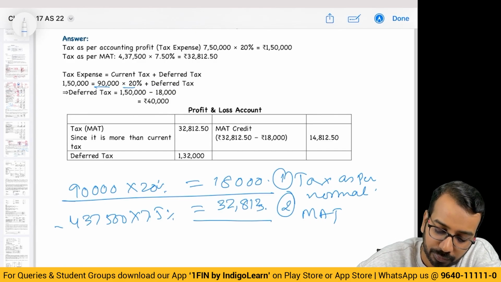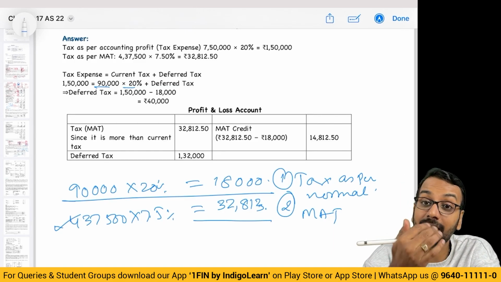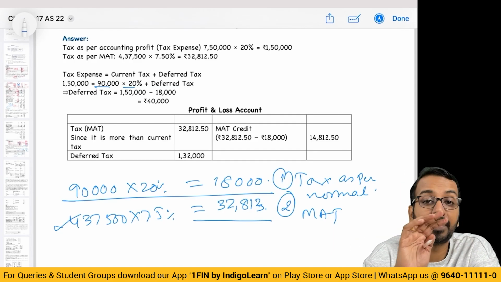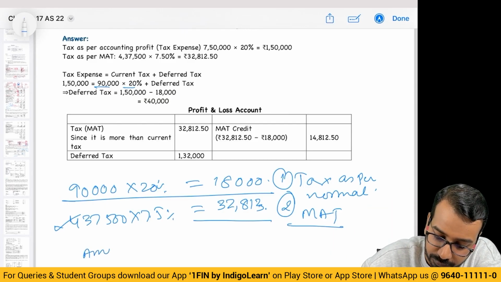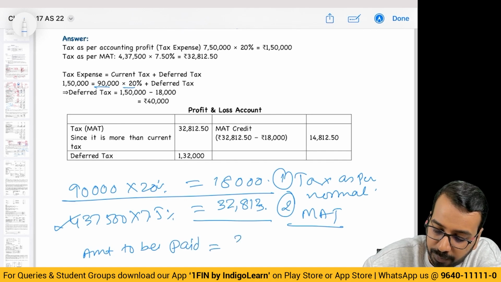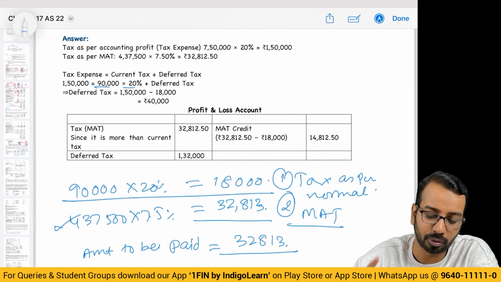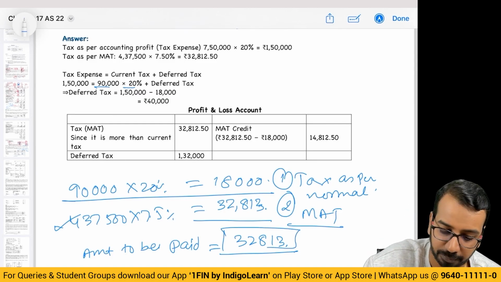Which is higher, 1 or 2? MAT is higher. So the government says pay MAT. So we'll pay MAT. The amount to be paid is 32,813. That is the amount that you have to pay. Okay, now I have paid 32,813.